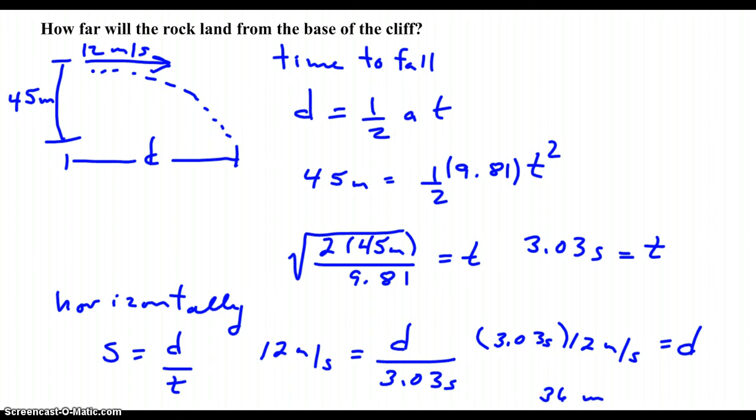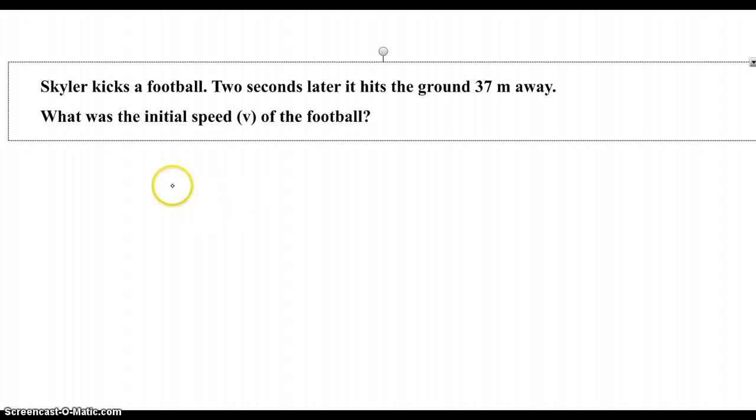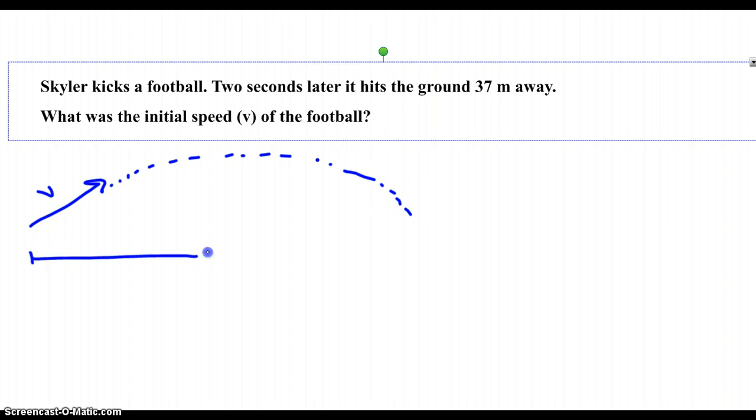Practice problem number 2. Skylar kicks a football, and 2 seconds later, it hits the ground 37 meters away. What was the initial speed or the initial velocity of the football? So first, let's draw a little picture. The football is launched with some initial velocity, call it v, and it follows a parabolic trajectory as it travels through the air. It lands a distance of 37 meters away.